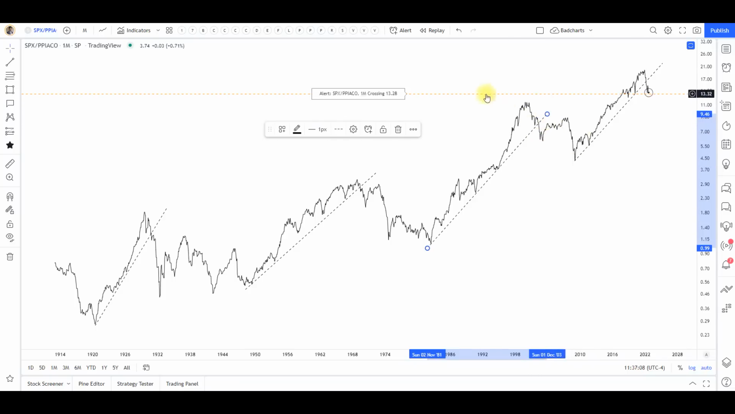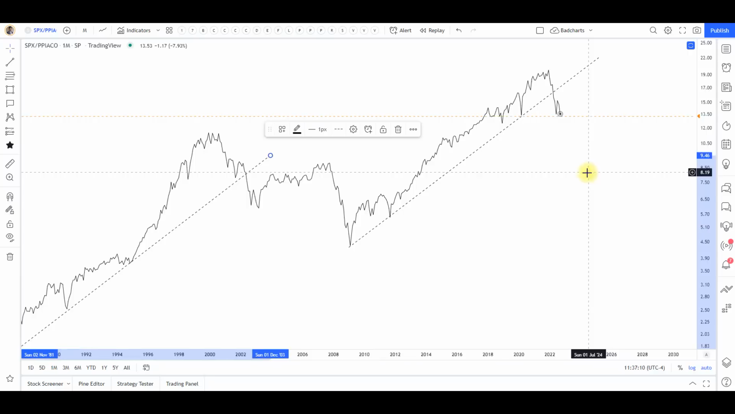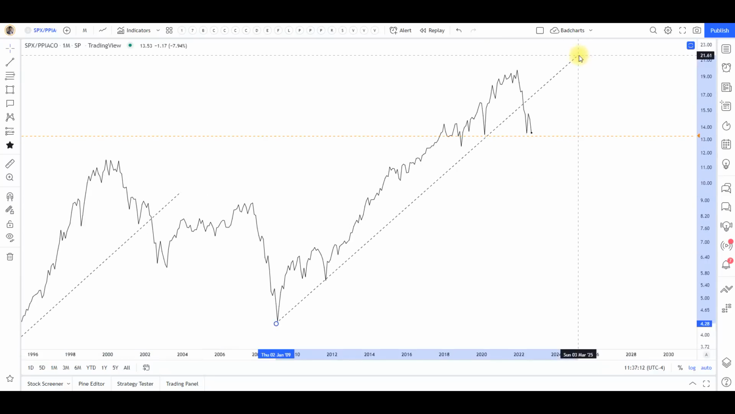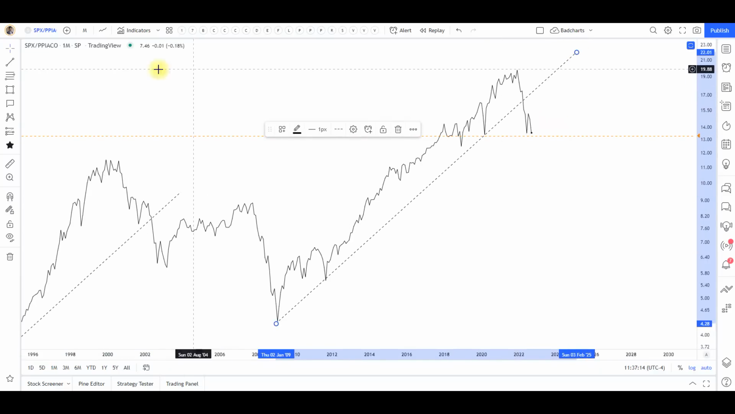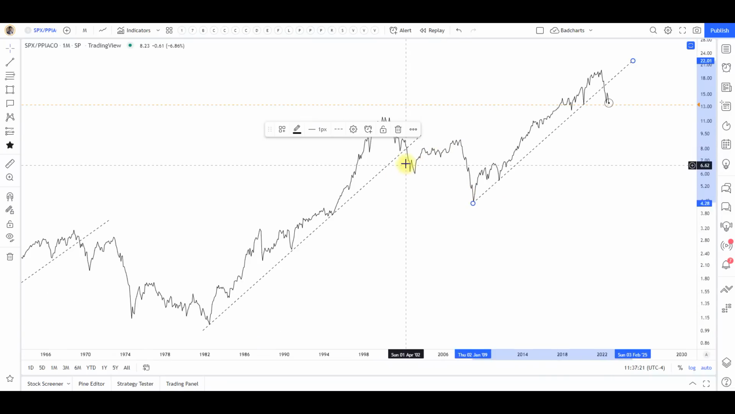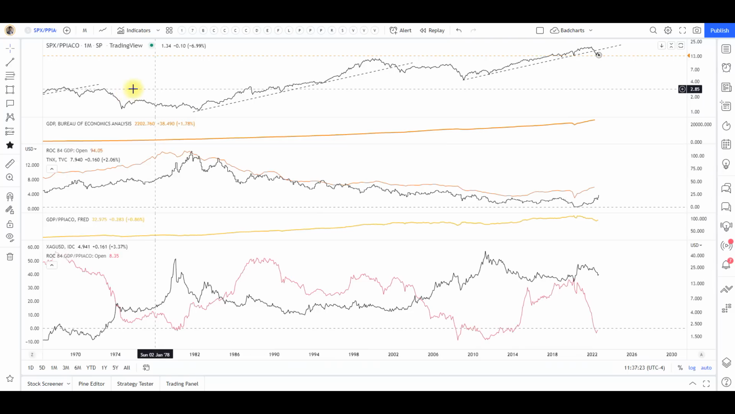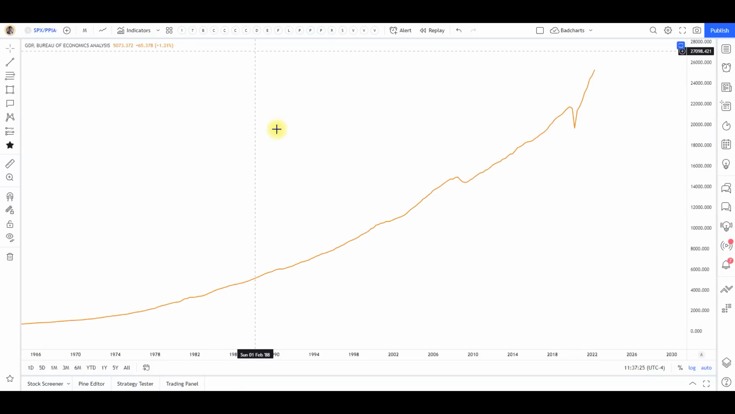So that's the first big picture chart. And we know now it's broken down on a closed basis. It's not looking super good, guys. The rally has failed. Now it's at support. If that fails, then it's really like a downtrend. Then there will be rallies up.